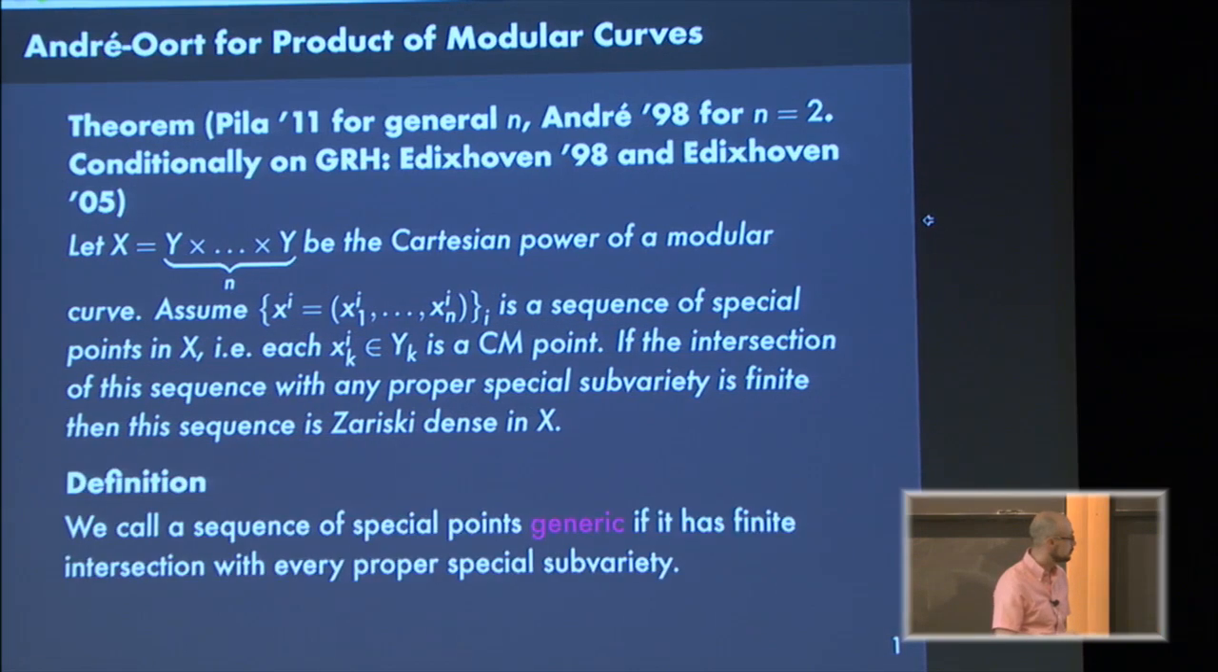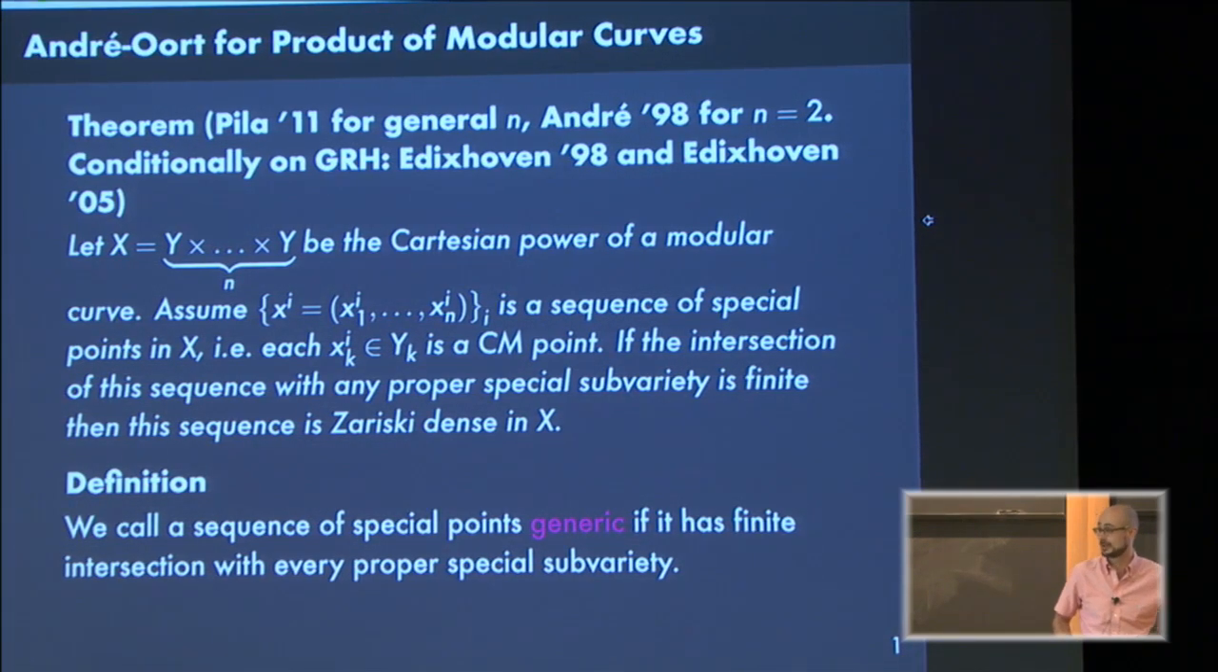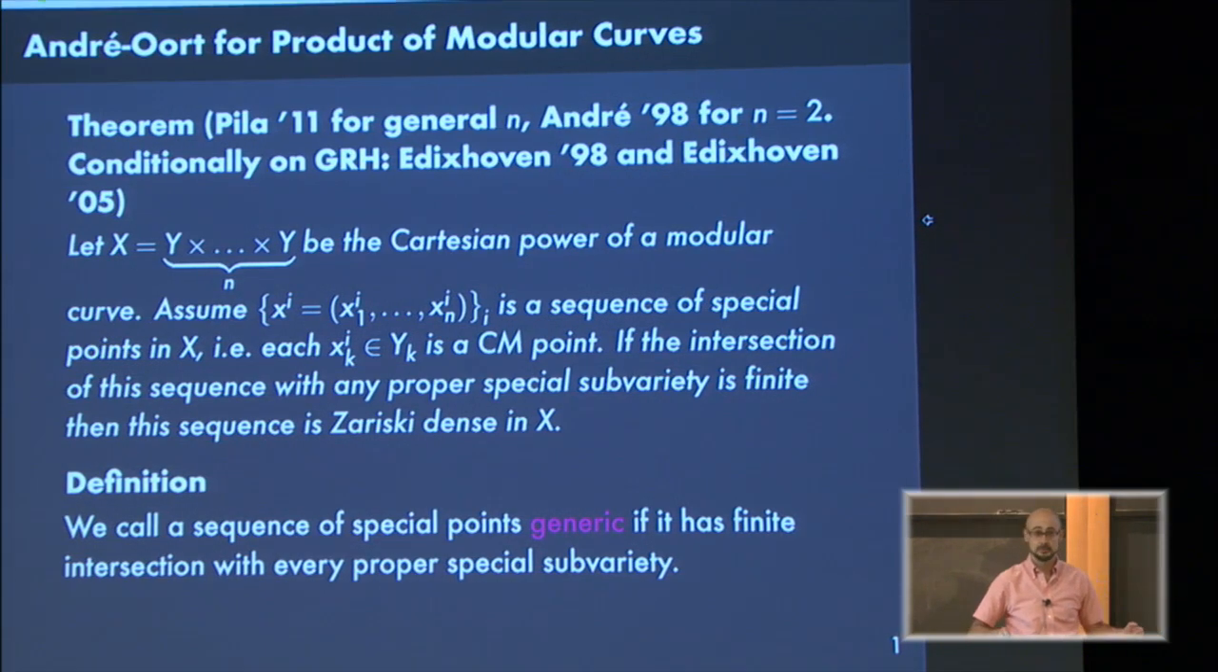Okay? So just to put some terminology in place, such a sequence of special points, so that the intersection with any proper special subvariety is finite, we'll call generic. So I don't need to say it every time. And maybe in this audience I also need to say something about these objects. If you don't like modular curves, for the moment, it's a hyperbolic surface. It's not compact, but it has finite volume. And the points on it parameterize elliptic curves with some finite additional amount of structure. And these CM points are very special elliptic curves that have an exceptionally large amount of endomorphisms.